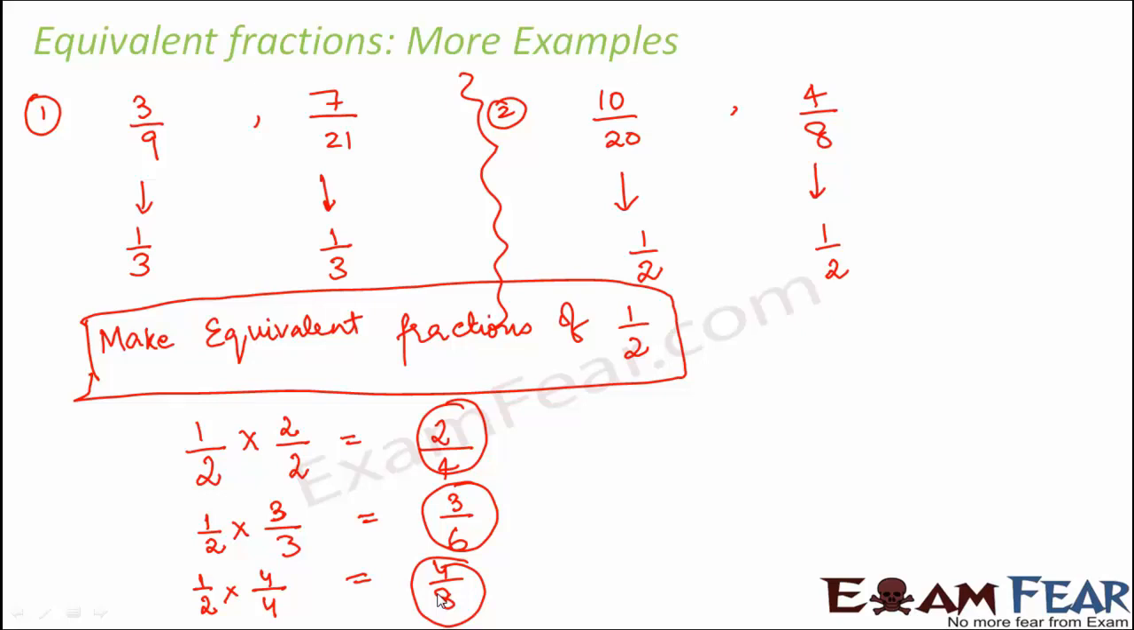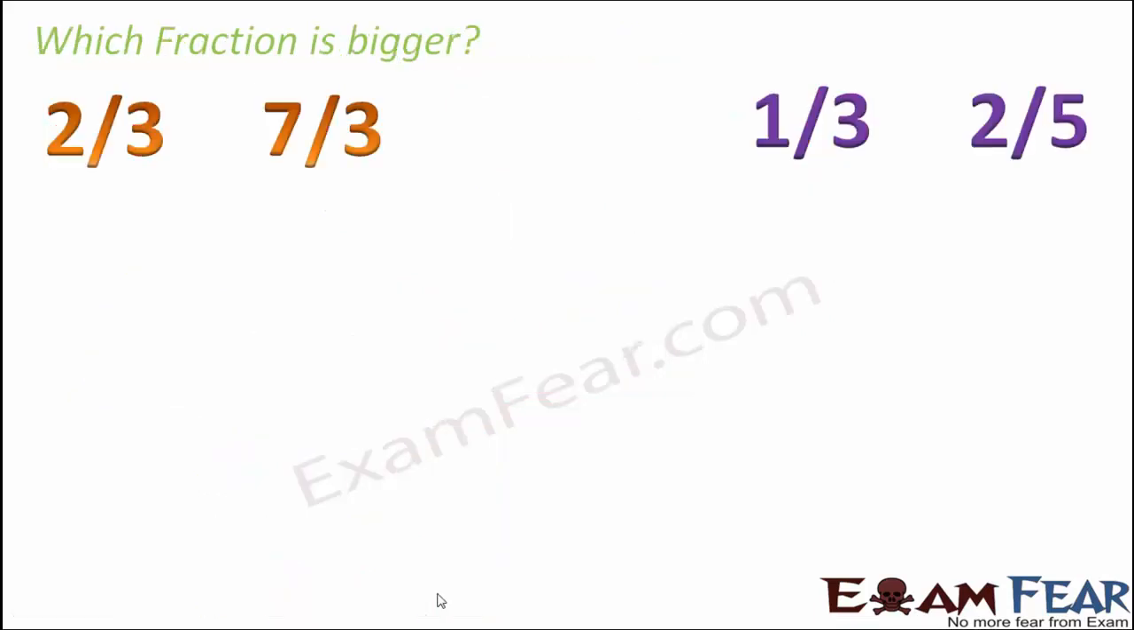That is by multiplying the numerator and the denominator by the same whole number. Fine. So this was all about the different types of fractions. Now, how do we compare two fractions? Like on the screen, you see a couple of fractions like 2 by 3, 7 by 3, 1 by 3, 2 by 5. Now, if I ask you which fraction is bigger or which fraction is smaller, how do you determine which one is bigger or which one is smaller?